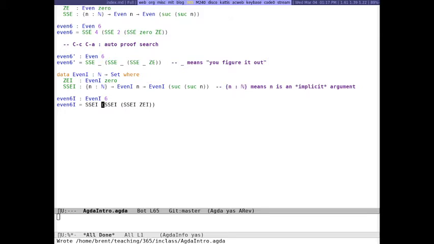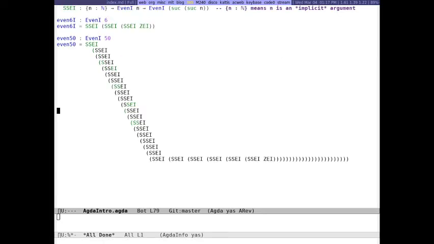Questions at this point? Yeah. Let's say you wanted to prove, like, even, let's say 50. That 50 is even? Yeah, sure. In that case, is it also going to autocomplete like 20 terms of SSE? Yeah, let's try it. Ooh. Only 25. Okay.